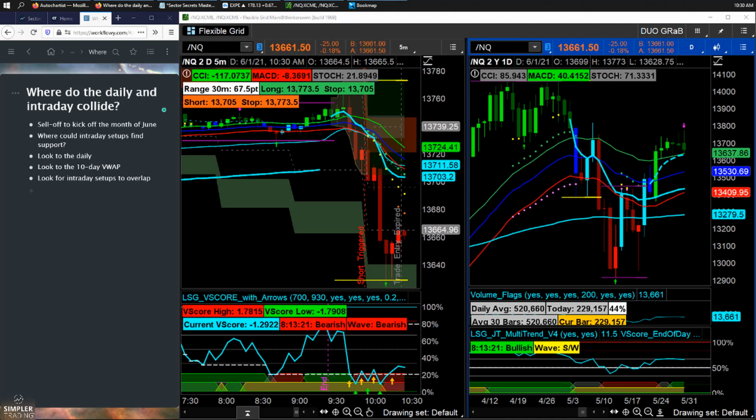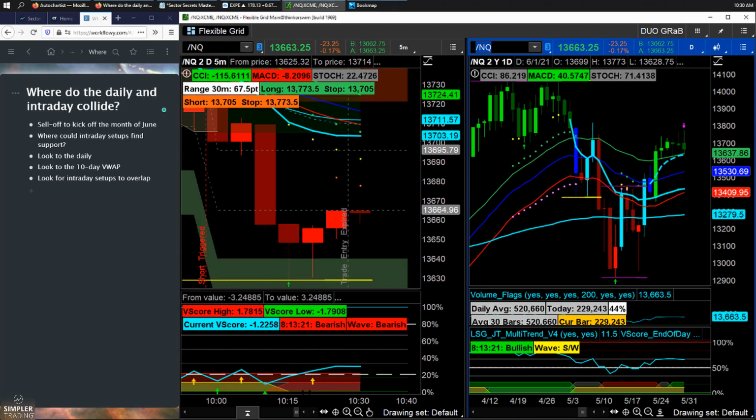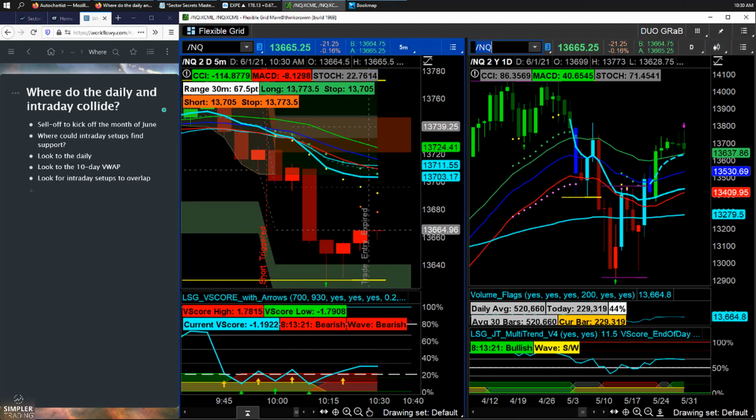But what about this morning? How can I look at the daily time frame to maybe better understand when the intraday sell-off is going to find support? Well, it's got to overlap. So again, we got some selling to kick off the month in the morning. Where could the intraday find support?